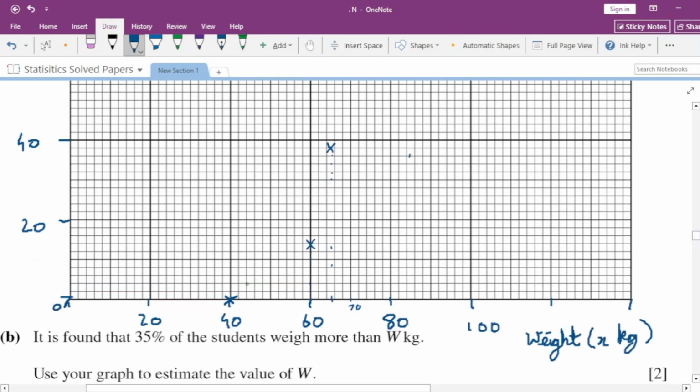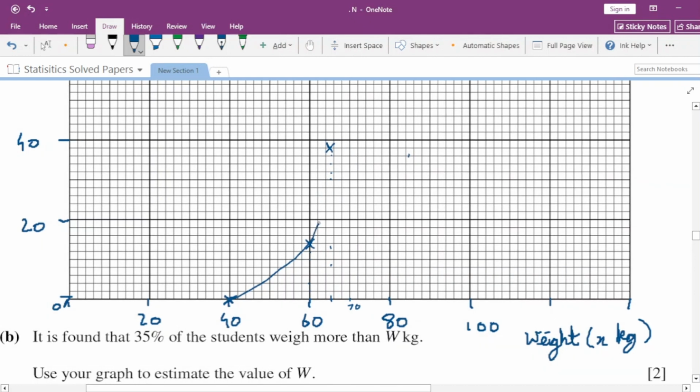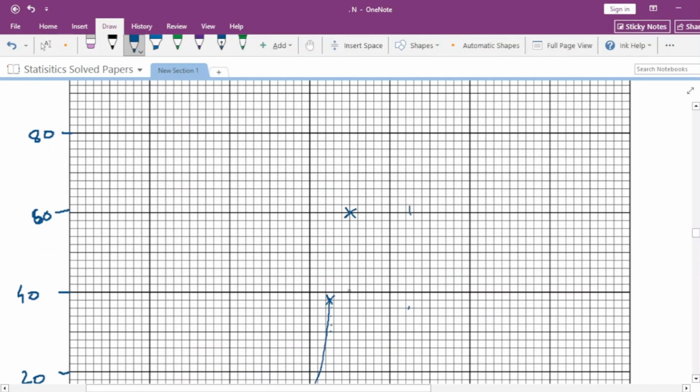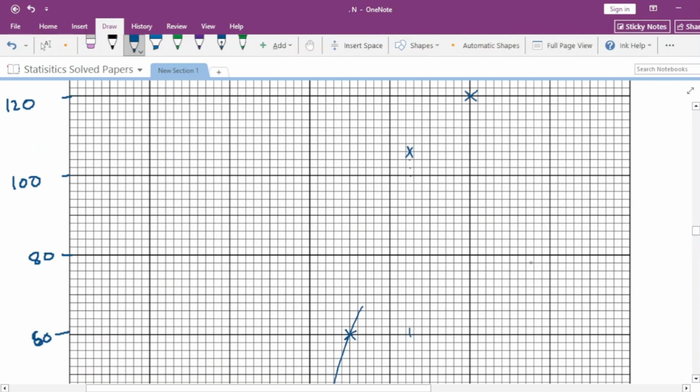Now we can try joining them and make sure that it's a smooth curve, right? Of course, you don't want to just join it straight with a ruler. So it's best if you make a smooth curve as much as possible, and it should be accurate, because you're going to be reading off this graph in the very next question. They almost always ask you to read from the graph and give how many students or how many values after this cumulative have this value and so on.